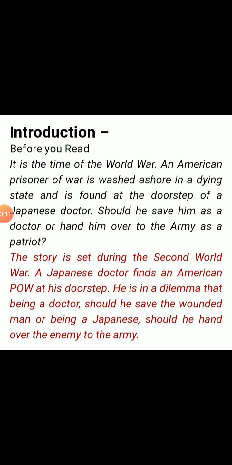The story is set during the Second World War. A Japanese doctor finds an American prisoner of war at his doorstep. He's in a dilemma: being a doctor, should he save the wounded man, or being a Japanese, should he hand him over to the enemy, to the army?